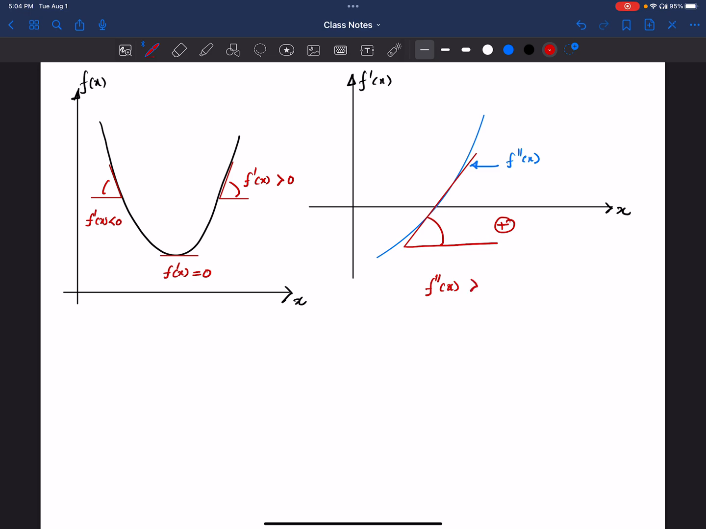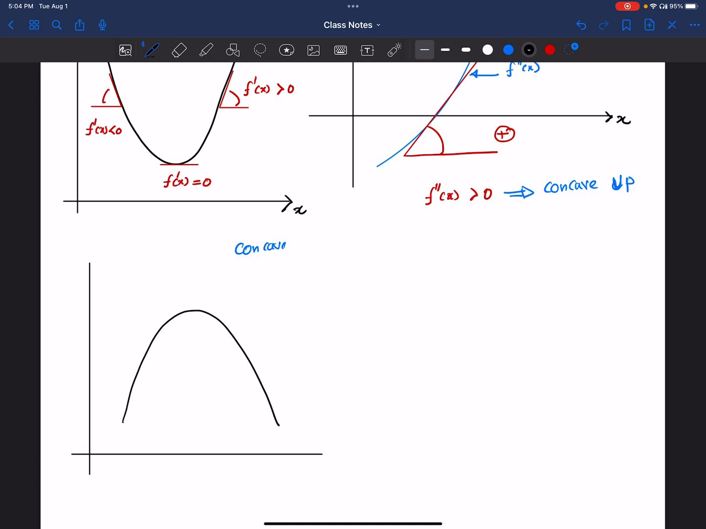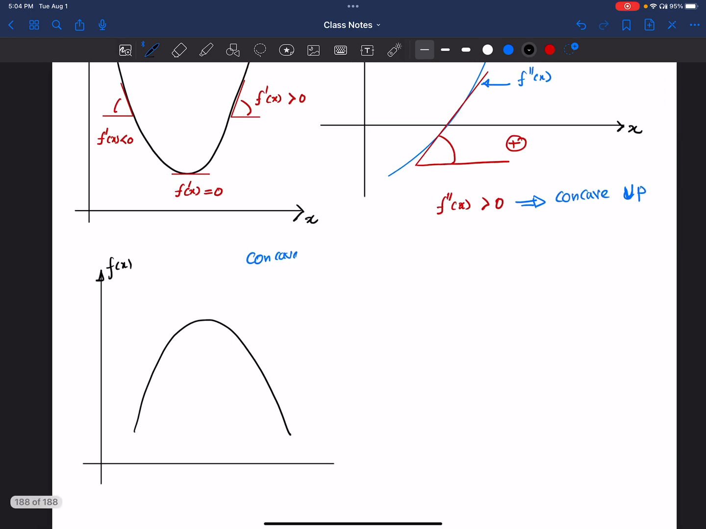So when f double prime of x is positive at a certain point, you can see that the function is concaving up. Let's consider the other instance where the function is concaving down. We can do a similar graphical analysis.